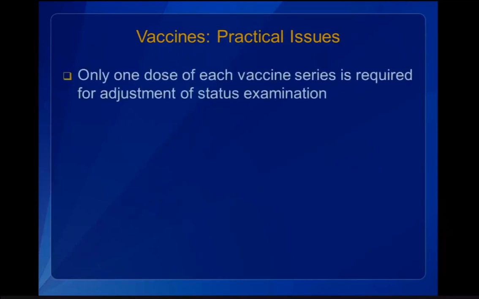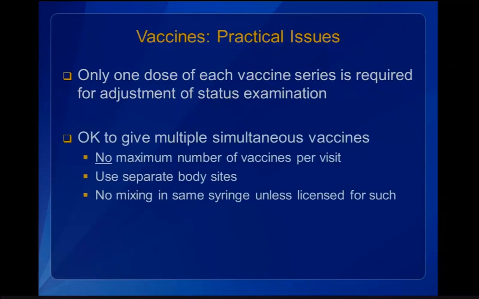So these are the practical issues. As we were saying, only one dose of each vaccine series is required for the adjustment of status exam. You need to tell the person that they need to finish that series, but only one dose is required. And it's okay to give multiple simultaneous vaccines. Now, in years past, there had been a limitation, you can't give more than such and such number. But there's no maximum number of vaccines per visit. Just use separate body sites and don't mix vaccines in the same syringe unless those vaccines are licensed to be mixed together. So you would just give them in separate syringes.